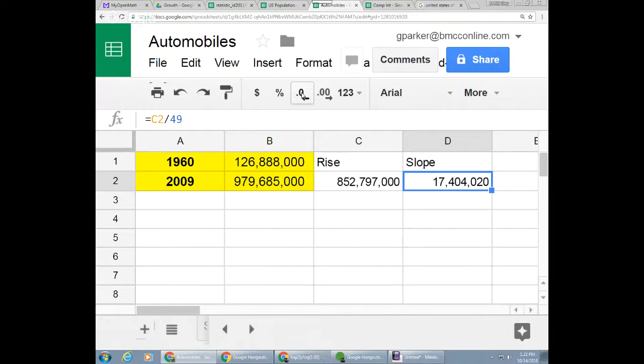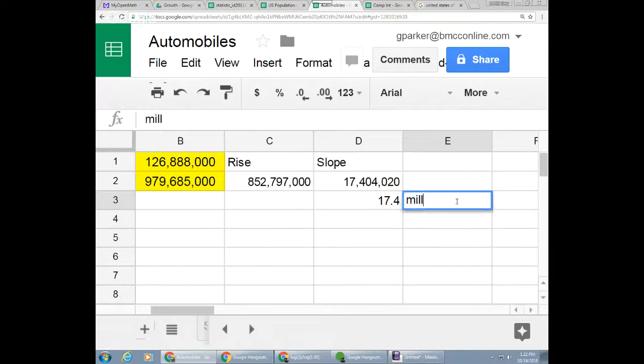So it's about 17,400,000-ish is our slope. So we could round numbers a little bit just to make it easier. We could say, let's call it like 17.4 million. Would that be okay to say? 17 million, 17.4 million. That's ballpark.